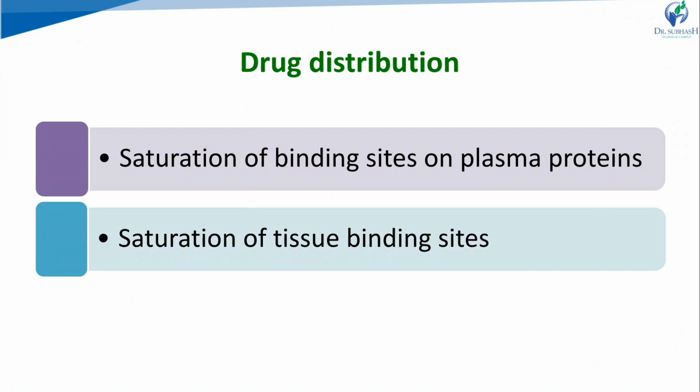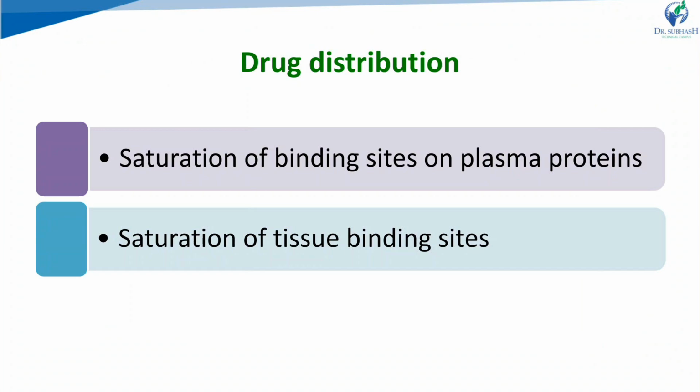Next, drug distribution. Non-linearity is also found in the distribution of drugs administered at a high dose. The first cause may be saturation of binding sites on plasma protein, for example phenylbutazone.